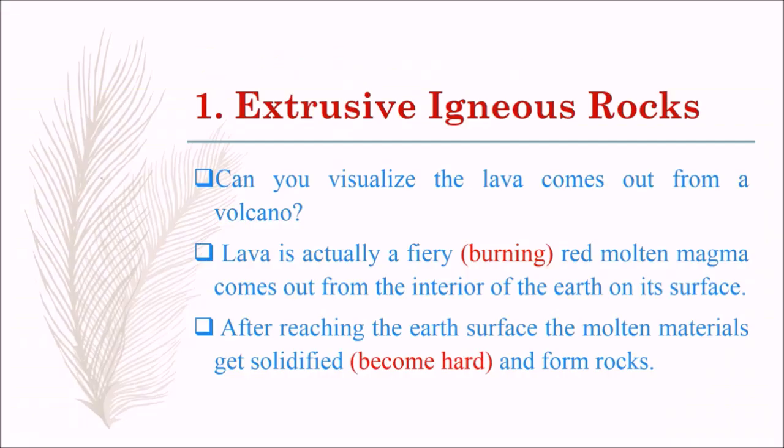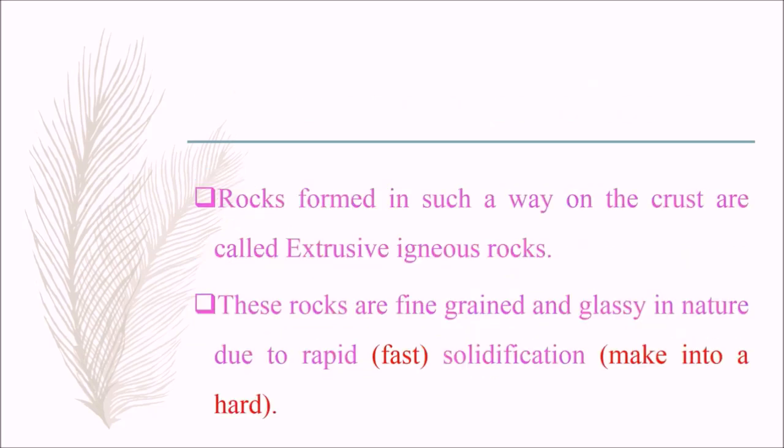Now we are going to learn about extrusive igneous rocks. Can you visualize the lava comes out from a volcano? Lava is actually a fiery red molten magma comes out from the interior of the earth on its surface. Fiery means burning. After reaching the earth's surface, the molten materials get solidified, which means become hard and form rocks. So rocks formed in such a way on the crust are called extrusive igneous rocks.